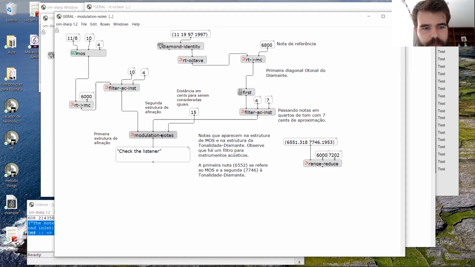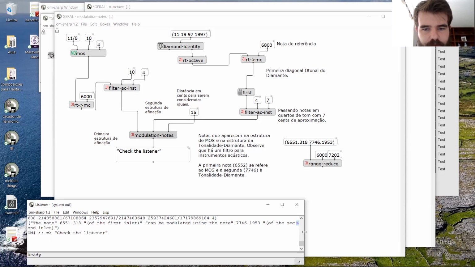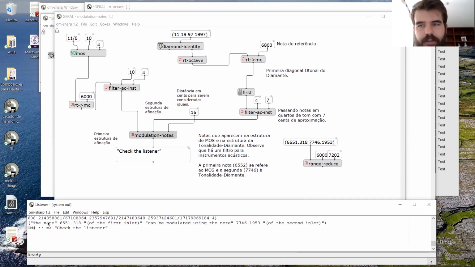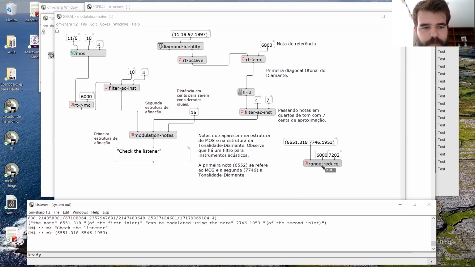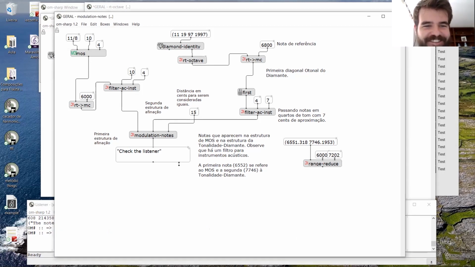So here I have this idea that the object will tell us that this note and this other note can be used to modulate. You can see that these notes are in two different octaves, but they are very near. It's a difference of 6 cents, or almost 6 cents.